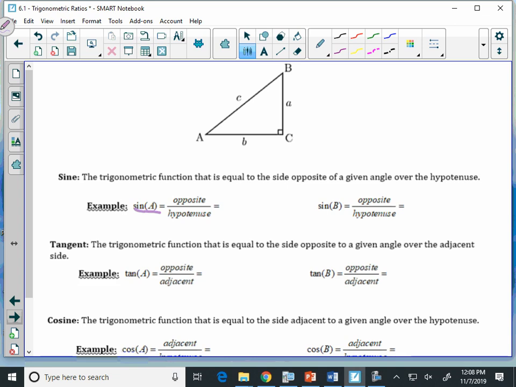Well, it's helpful to know, well, what is the opposite side? And what is the hypotenuse side?